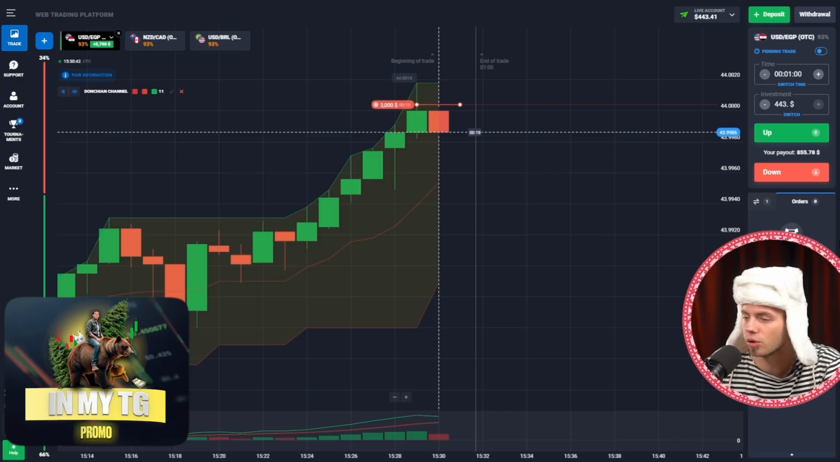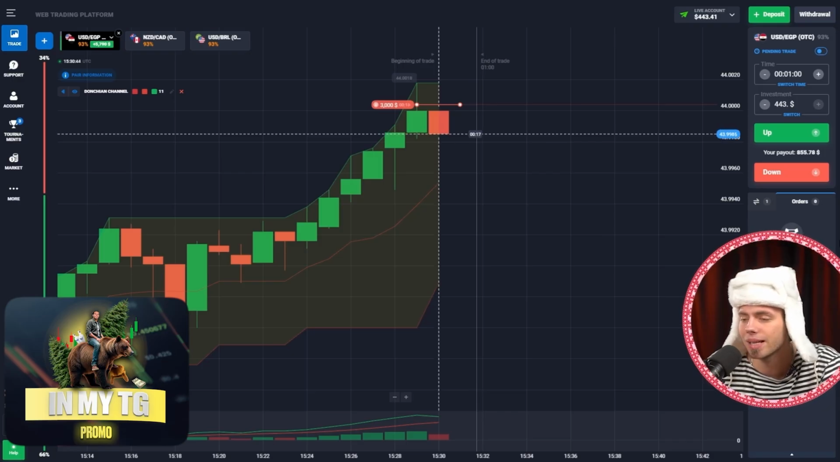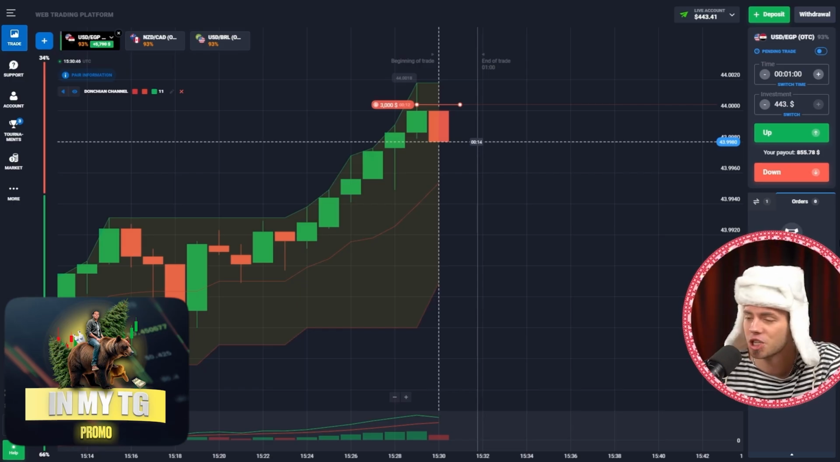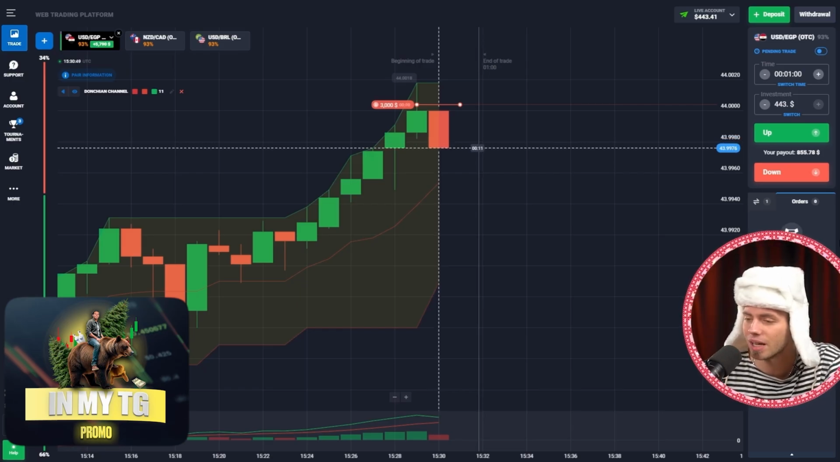And the overbought zone, of course. So we need to wait a bit, just wait and be patient. Patience is very important in the trading profession. Okay, let's just wait.